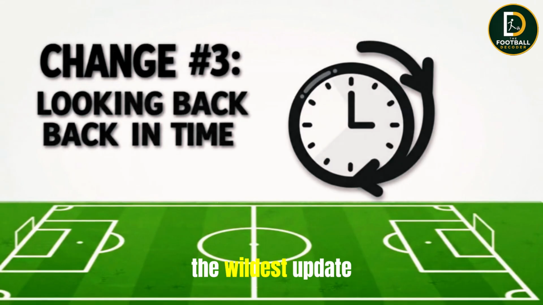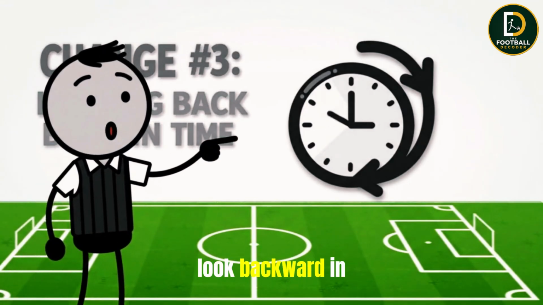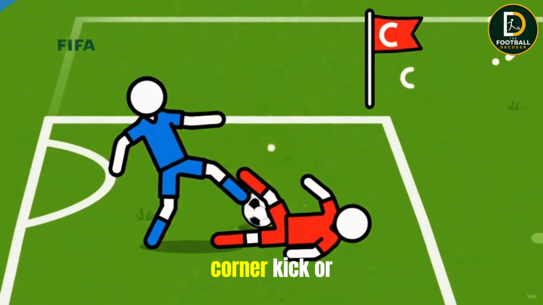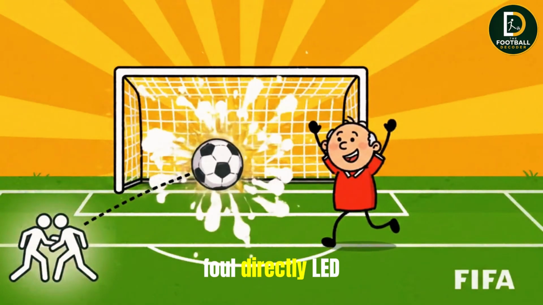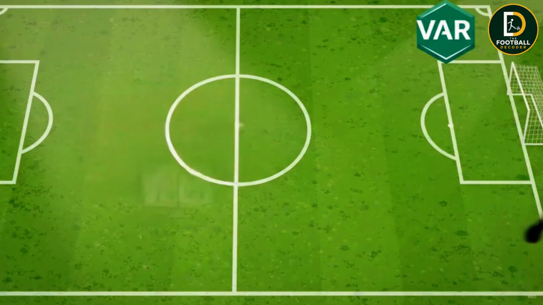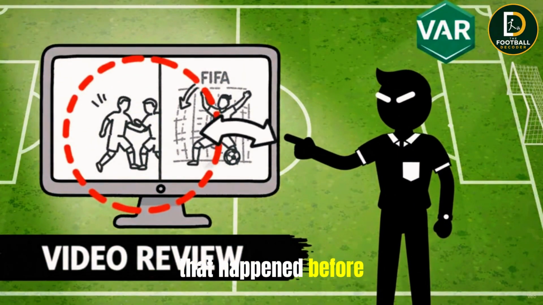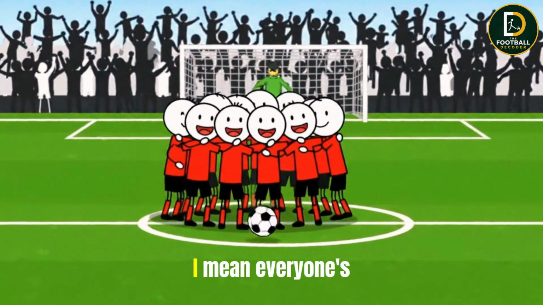And then there's the wildest update of all of them. VAR can now look backward in time. If a foul happened before a corner kick or a free kick was even taken, and that earlier foul directly led to a goal afterward, VAR is now allowed to erase that goal because of something that happened before the shot, not during it. You know the type of moment I mean.